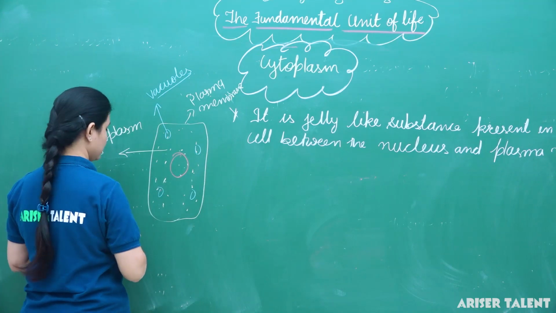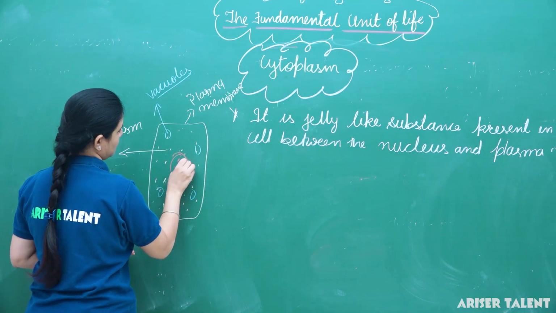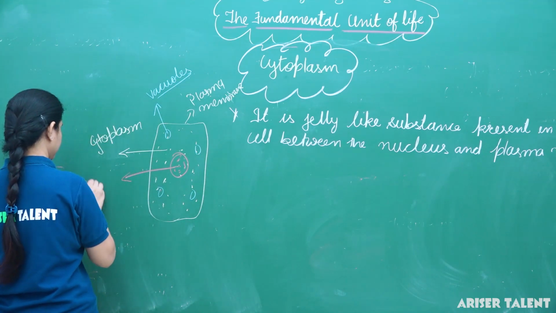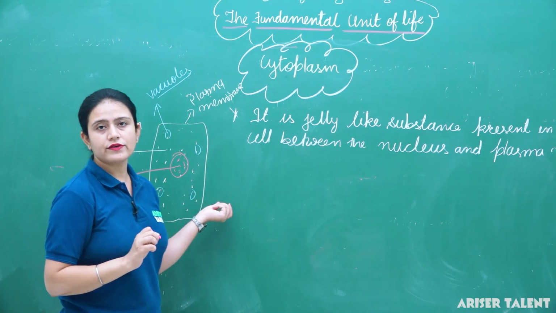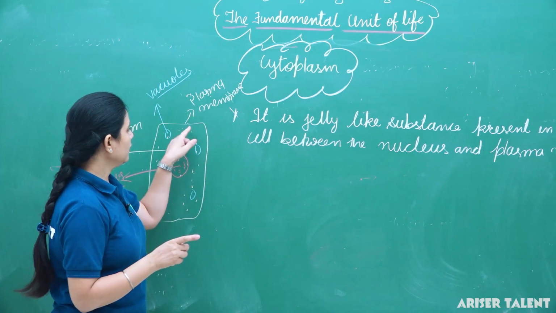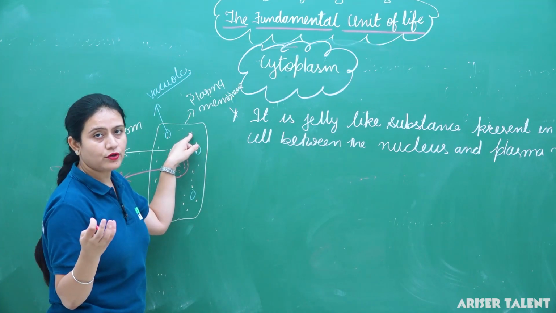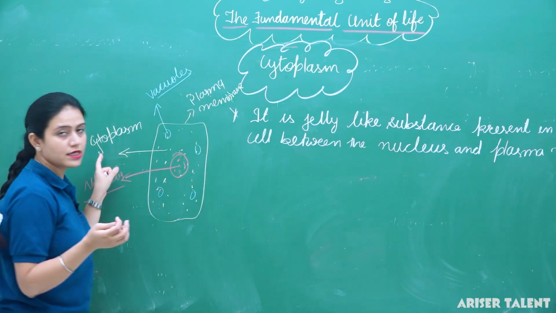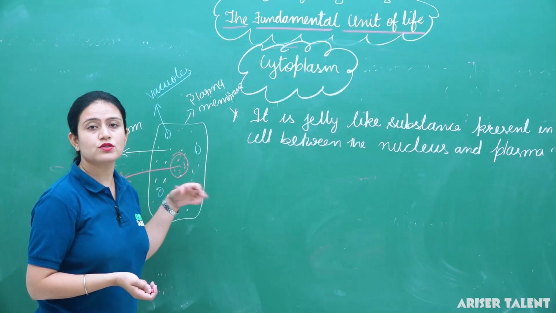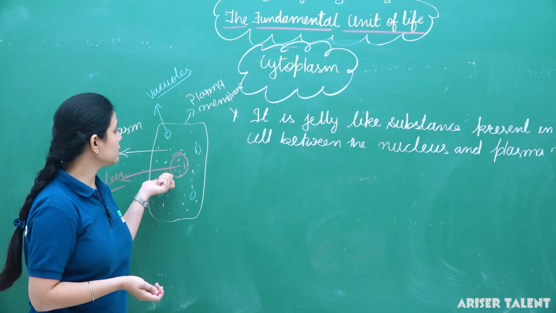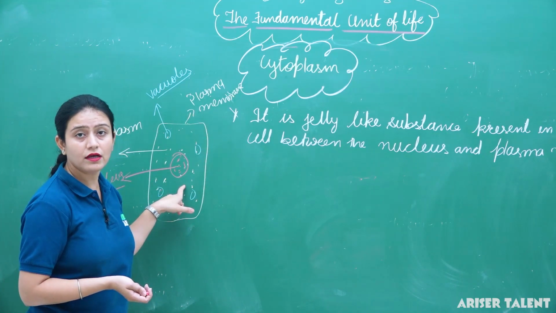Okay, and its nucleus. So it's just a general structure of a cell, that it contains three important components: plasma membrane, nucleus and cytoplasm. So what is cytoplasm? Cytoplasm is a jelly-like substance, or we can say it's a fluid which is present between the plasma membrane and the nucleus.